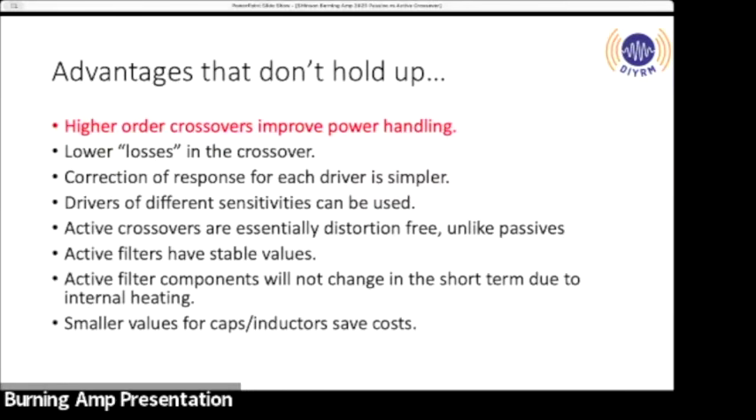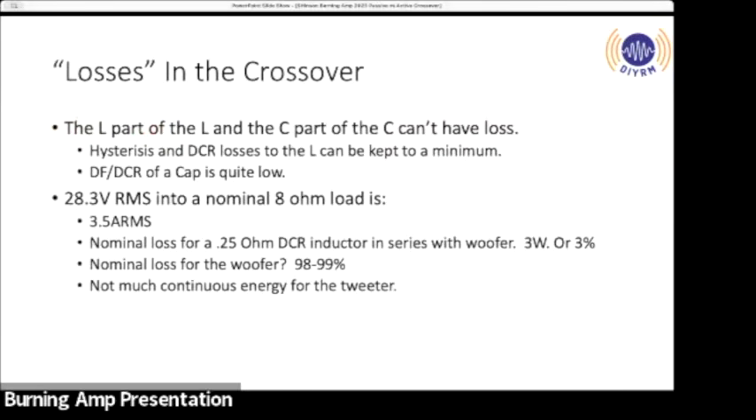All right, lower losses in the crossover. I talked a little bit about this. The L part of the L and the C part of the C can't have loss. I loved Mark's talk before this because his description of those freebie parasitic parts that we get whenever we buy inductors and capacitors was a really good way to explain it. And they are free parts. Like, we get extra parts with our parts. It's just we don't want those extra parts with our parts. Okay? So the hysteresis and the DCR losses of the L can be kept fairly low. And the dissipation factor / DCR of the cap is generally quite low to begin with.